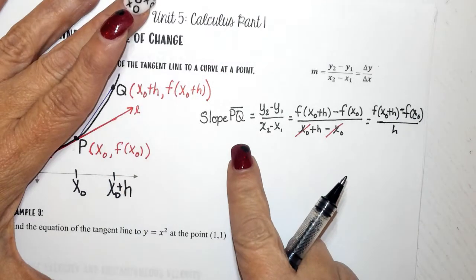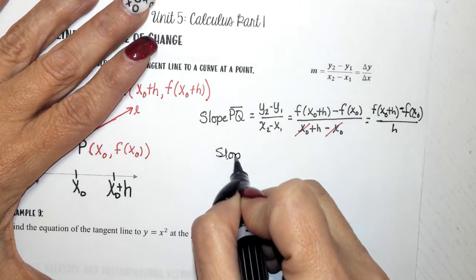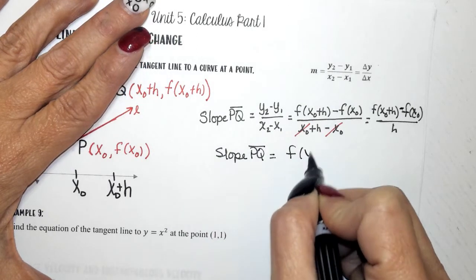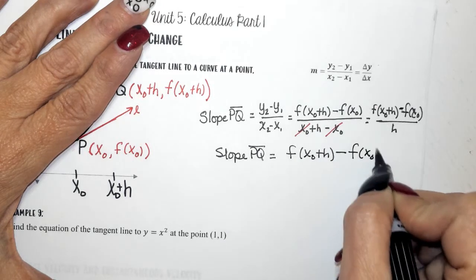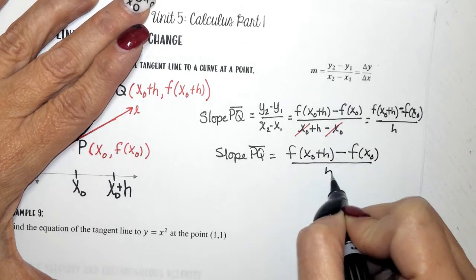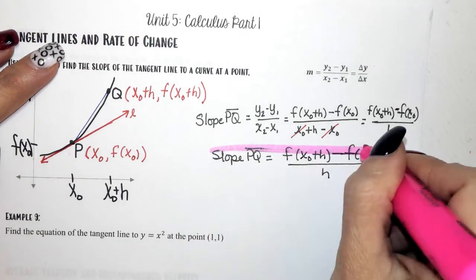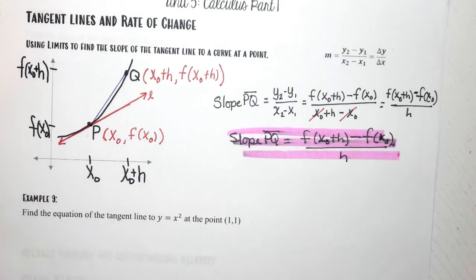So the slope of PQ, actually I'm going to come down here and write it because it doesn't look good right there. The slope of PQ is f of x naught plus h minus f of x naught all over h. That's the slope of PQ. Sorry, y'all, that got a little smudgy.